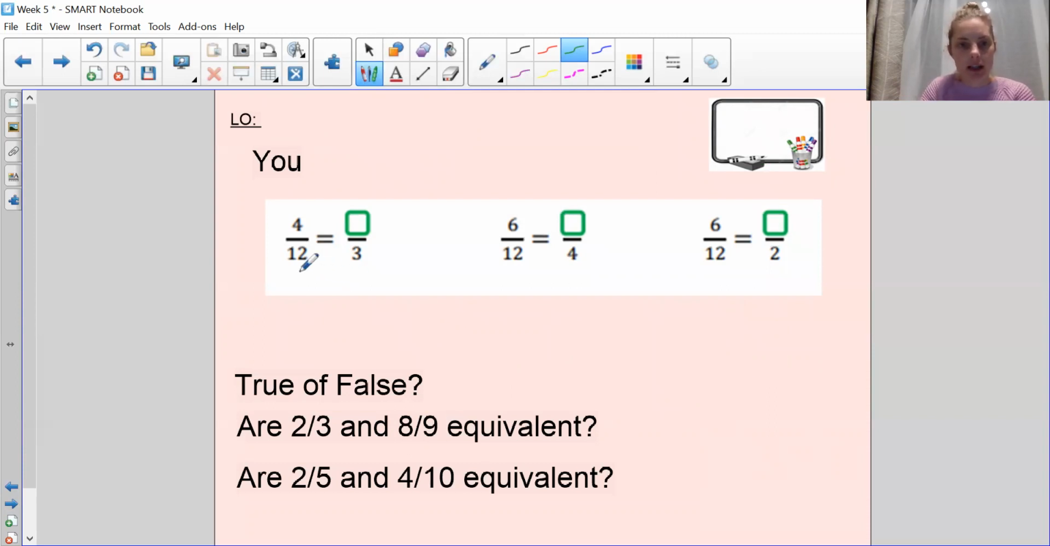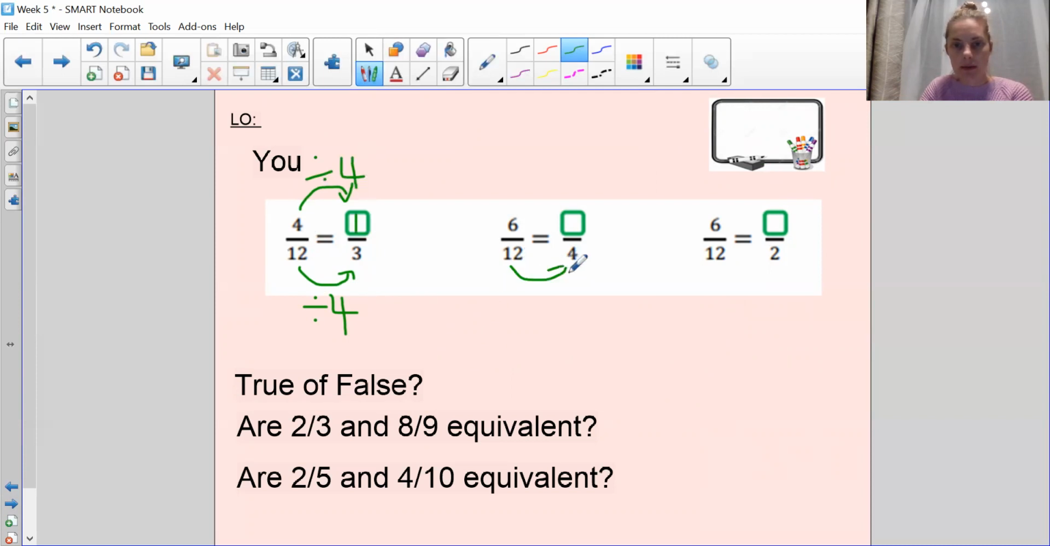Okay, so let's look at the answers. I'm going from 12 to 3, so I'm going from big to small, so I'm going to be dividing. I'm dividing by 4. So whatever I do to the one number, I need to do to the other number, and I'm going to have 1.